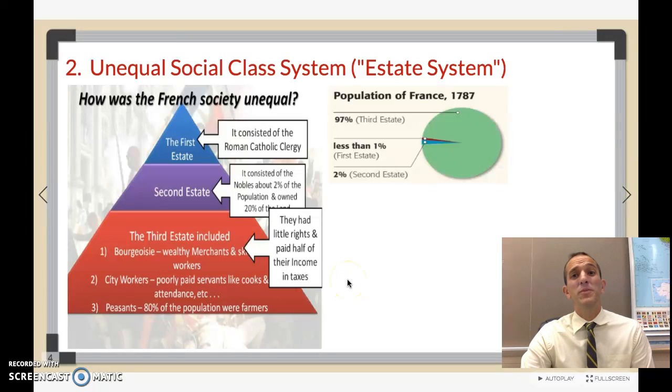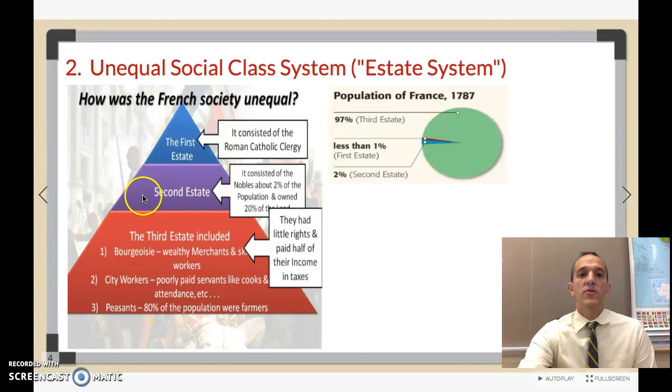Also, we have city workers. They are people who are generally paid very little. These would be cooks, these would be servants, street sweepers, people who are working in the city, whether it's Paris, whether it's Lyon, they're working in these cities, and they are not necessarily making a lot of money. And last but not least, we have the peasants. Peasants make up 80% of the population. These are farmers. They rely on crops and buying crops and selling crops, and if it's a bad crop season, they go hungry. So all three of these groups make up the third estate.